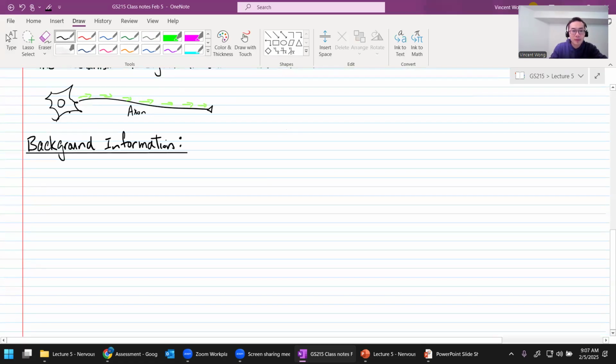Okay, so the first background information I need to introduce to you is something called the sodium potassium pump. Have some colors, guys. You need like 3 colors for this note.